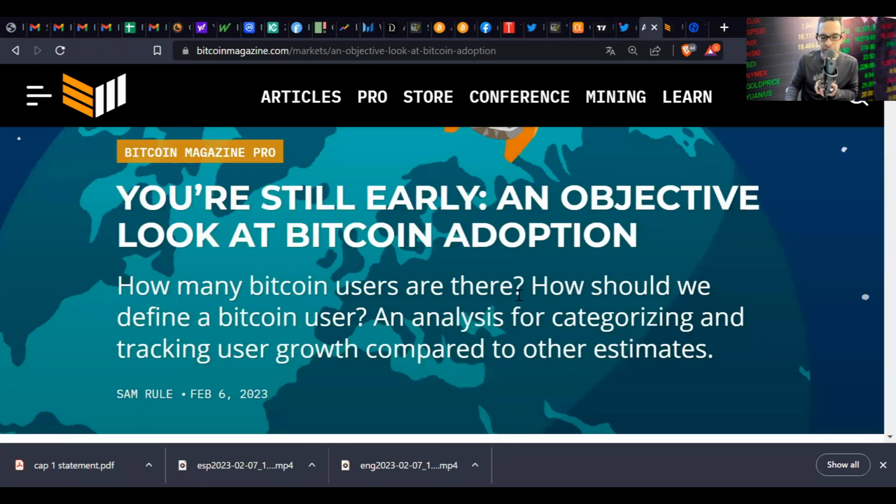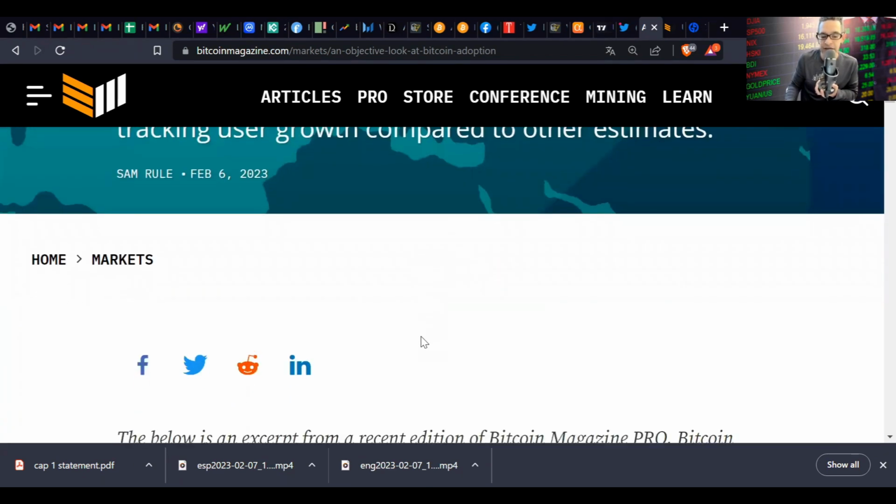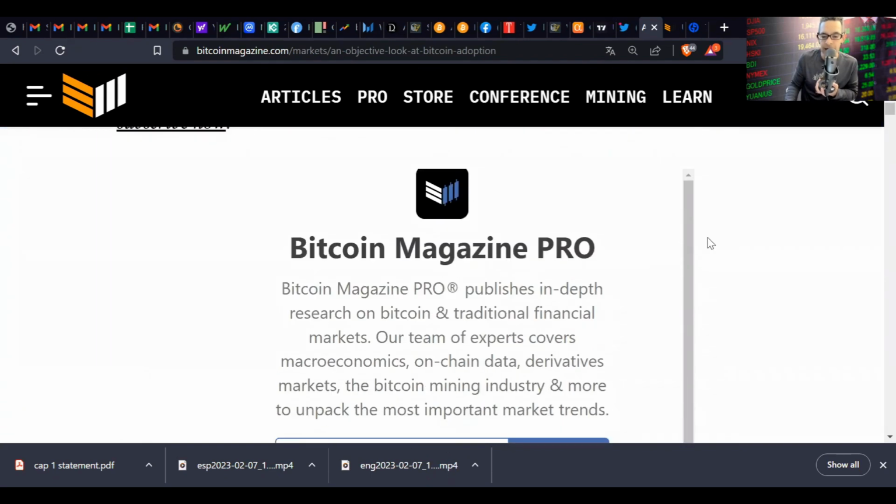How many Bitcoin users are there? Not enough. It's still way too early. Even though it's a $1 trillion asset overall, it's not enough to move the full markets. How should we define a Bitcoin user? It could be someone who's above $100, someone who's above $1,000, someone who has $50 invested, or at least above zero. That is something you need to be aware of, that there are many people interested.